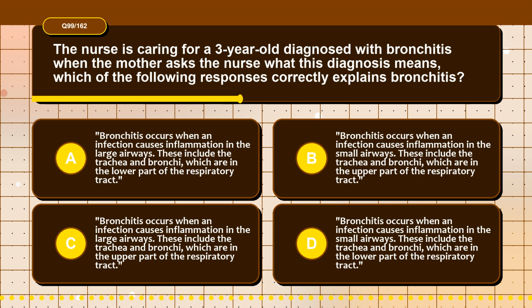Option B. Bronchitis occurs when an infection causes inflammation in the small airways. These include the trachea and bronchi, which are in the upper part of the respiratory tract. Option C. Bronchitis occurs when an infection causes inflammation in the large airways. These include the trachea and bronchi, which are in the upper part of the respiratory tract. Option D. Bronchitis occurs when an infection causes inflammation in the small airways. These include the trachea and bronchi, which are in the lower part of the respiratory tract.